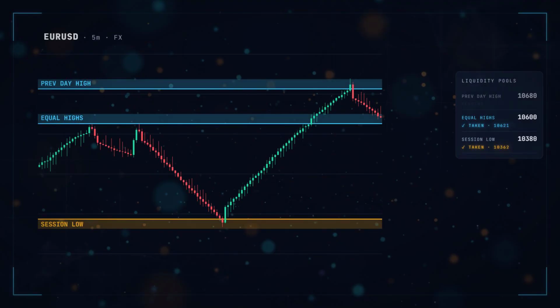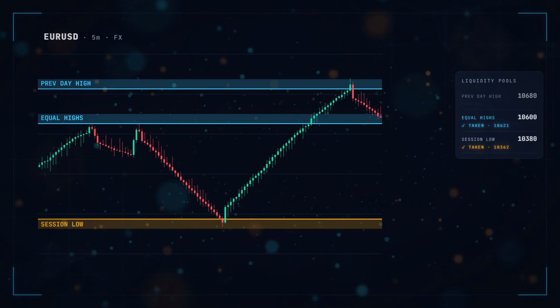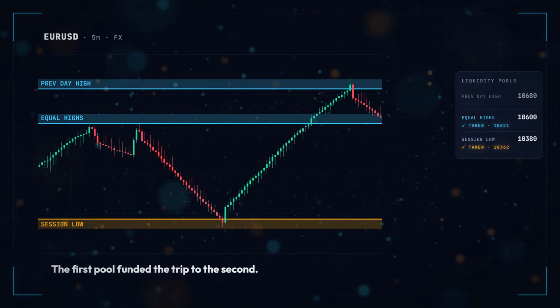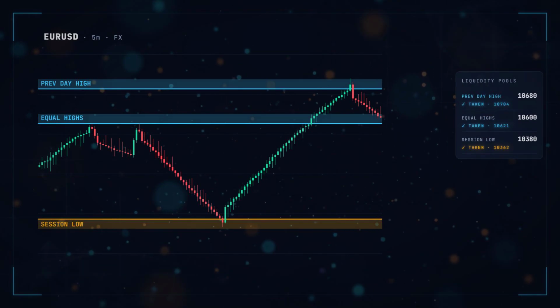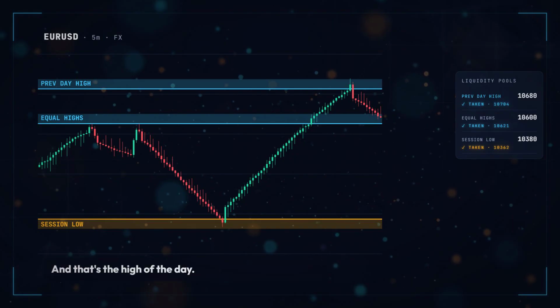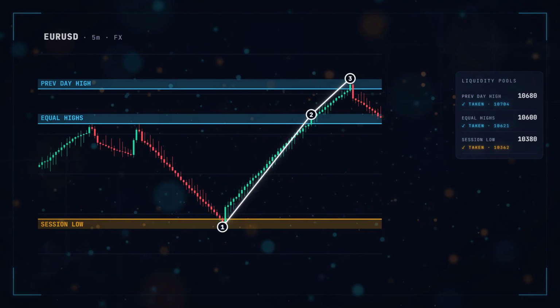Run 2. The equal highs at 10,600. Price rallies for 28 candles, all the way from the low it just took, and takes them by 21 points. Notice what that means. The first pool funded the trip to the second one. Run 3. Yesterday's high at 10,680. Taken by 24 points, rejected, and that's the high of the day. Draw a line through those three and look at what the session actually was.